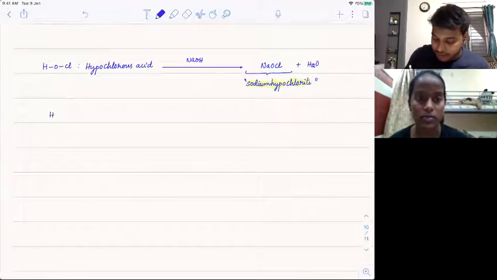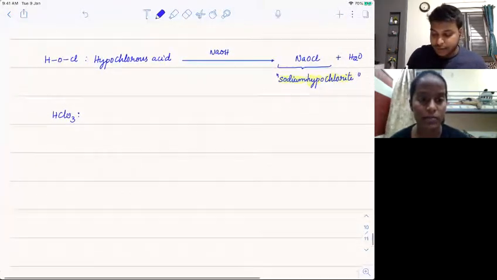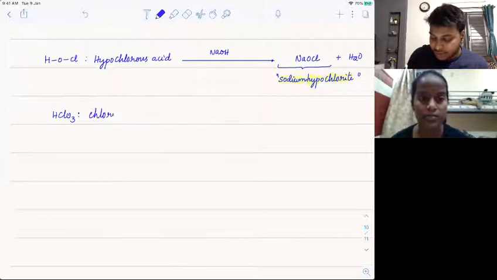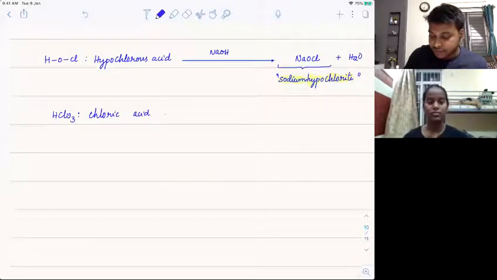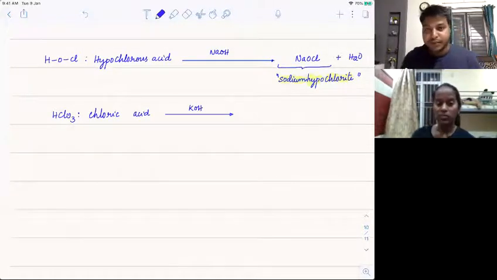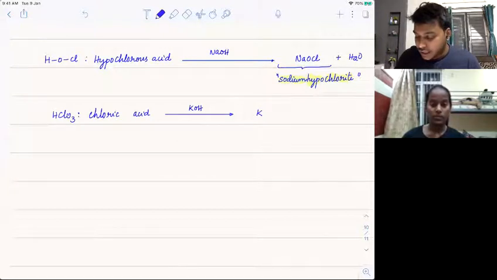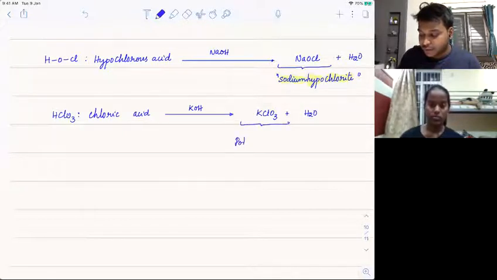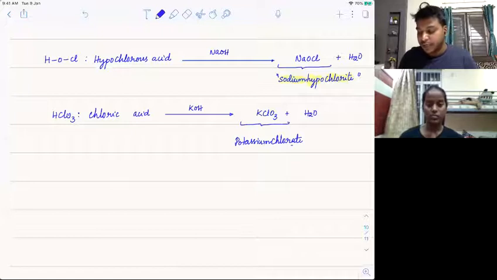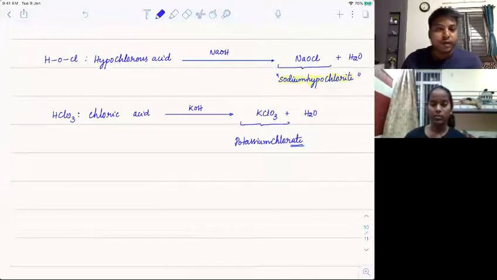Suppose I have HClO3. HClO3 name is chloric acid. So if chloric acid is treated with KOH, which is a base, you will get KClO3 plus H2O. So what is this now? This is potassium chlorate. Because it was an ic acid, it will end with ate. So KClO3 is potassium chlorate salt.